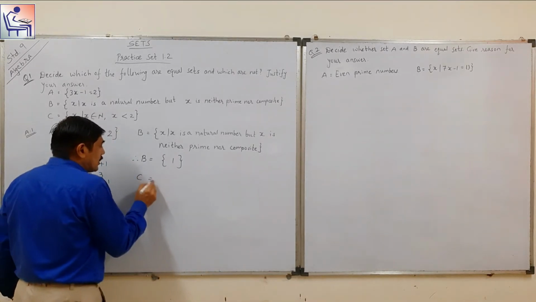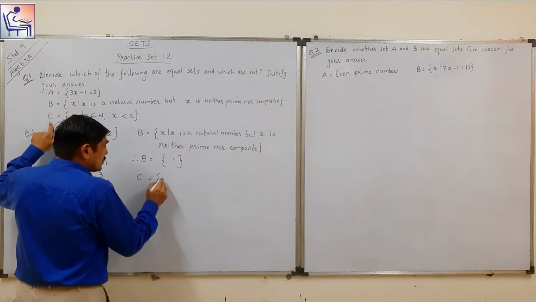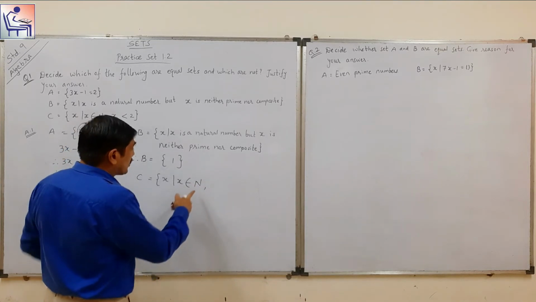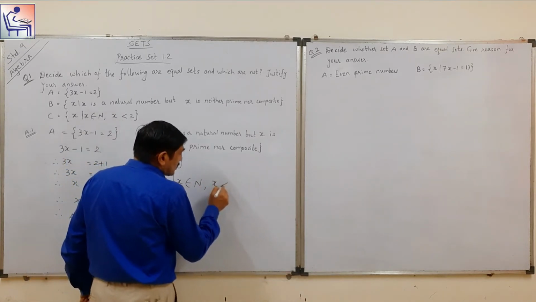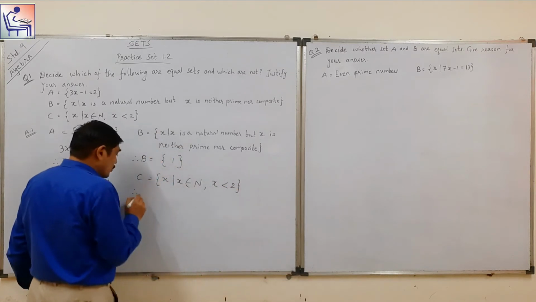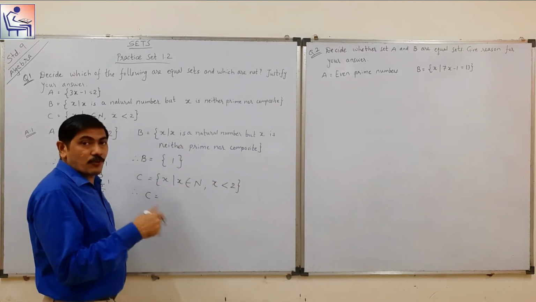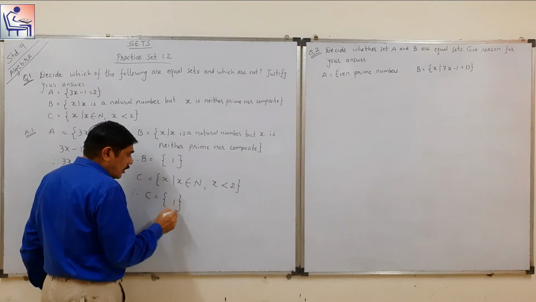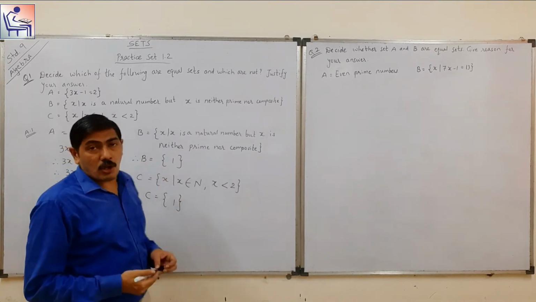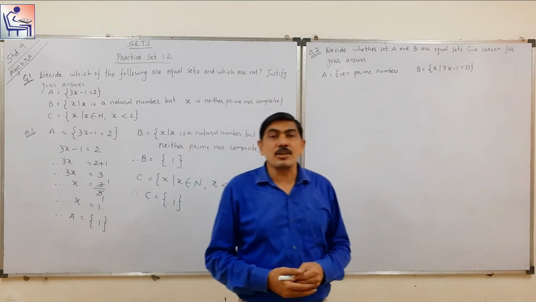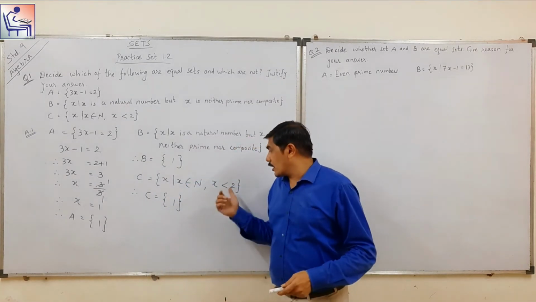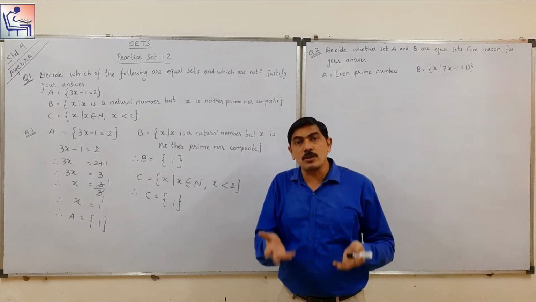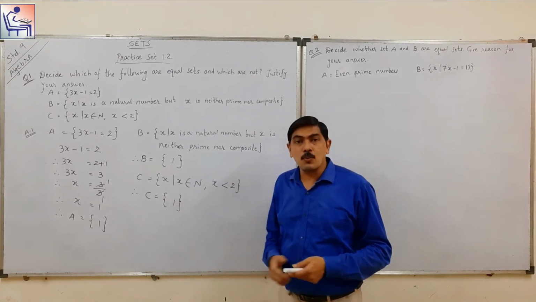Now we will go for the next, C. C is a set of all x such that x is an element of N. N stands for natural numbers and x is less than 2. So here natural numbers start from 1 and it is less than 2. So only one element comes here, and that is 1. Because natural numbers start from 1 and here we got the condition that x is less than 2. So हमने 1 से start किया and less than 2 means only 1. So here we got the element 1.